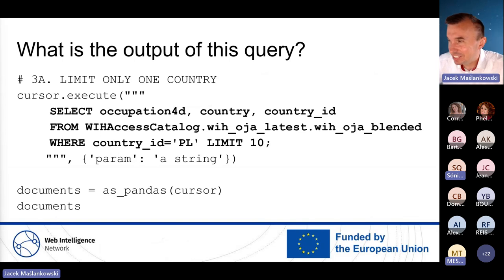Here we've got the data, country Netherlands, 10 first observations. And we can see here that ISO, of course, is international, but the name of the country is in local language, and we've got occupations at 40. Okay, so we have limited to one country.